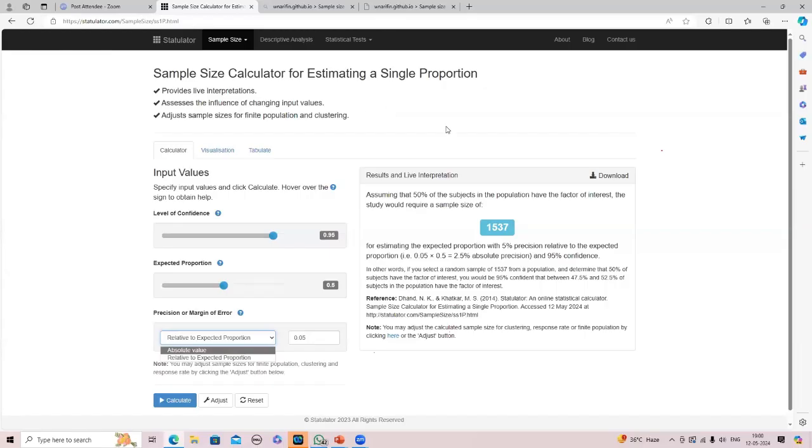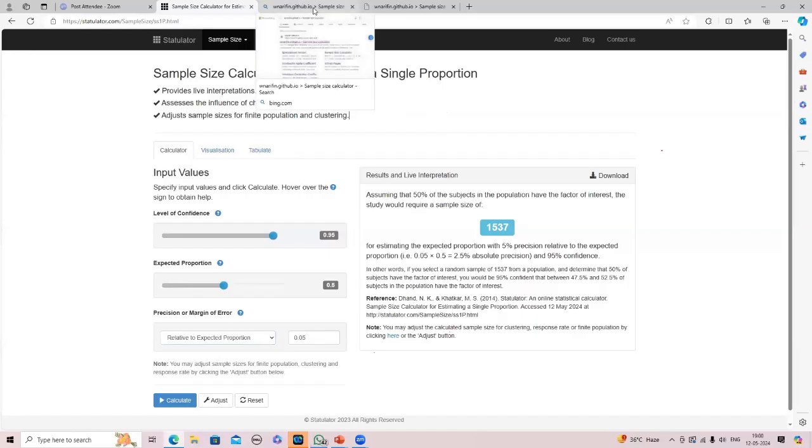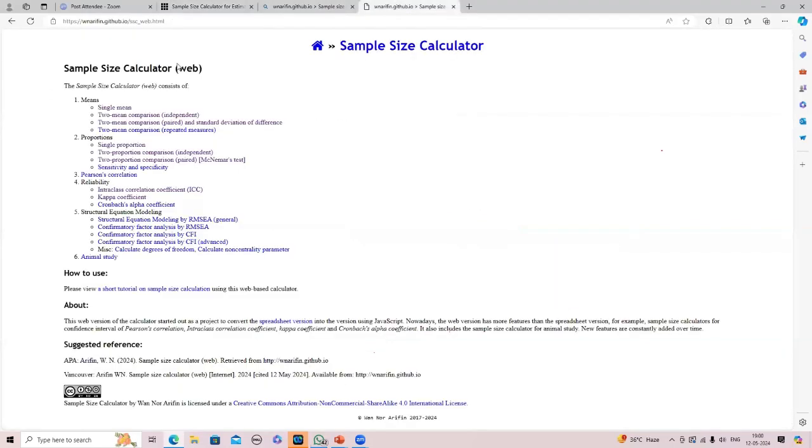Now we come to the estimation of sensitivity and specificity or correlation. For sensitivity and specificity, there is a calculator available. You can download this calculator or you can open it. This is the sample size calculator for the web, and you can download it here.